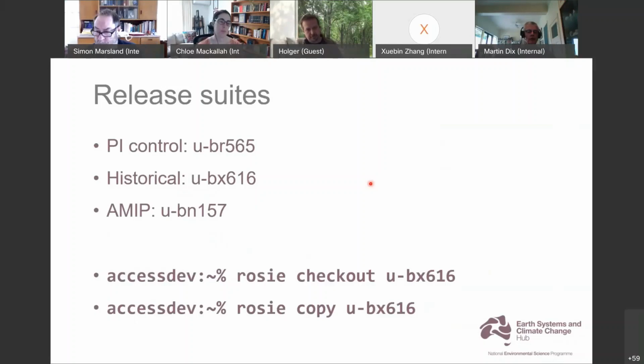We've got a few release suites that are available for everybody to use and have been tested so that they don't depend on any CSIRO project files. So there's a PI control and a historical coupled model suite, and there's an AMIP suite. To have a look at those, you can either just check out a copy using the rosie checkout command, or you can make a copy of that using a rosie copy command.